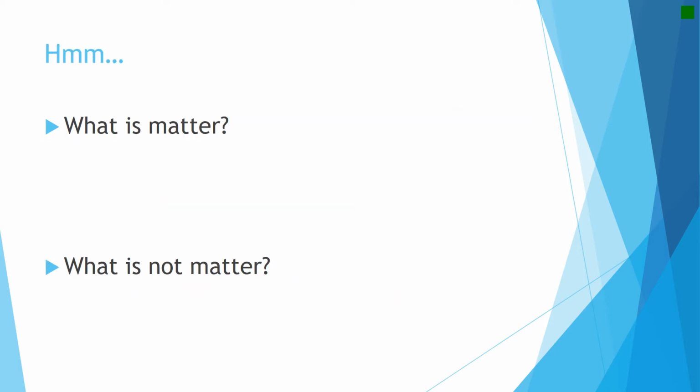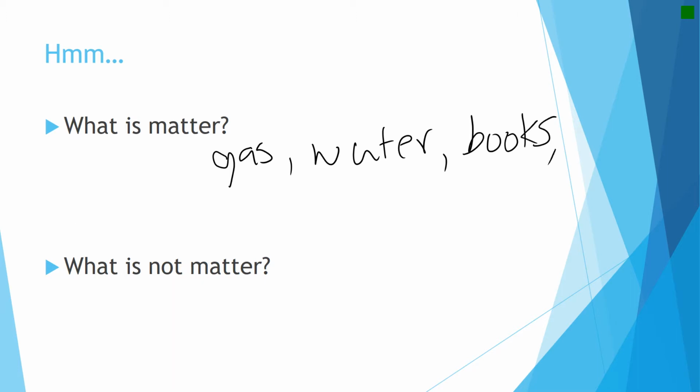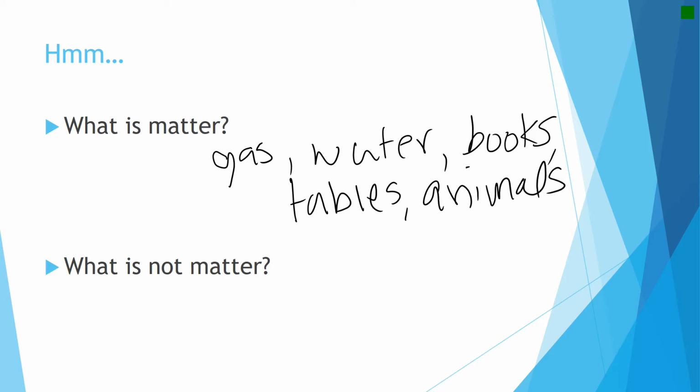So what is an example of matter? Basically anything that you can tangibly see or touch or feel is going to be matter. So what is matter? We've got gas, the gas that we breathe, the gas we put in our cars, we've got water, we have books, let's say tables, we have animals. These all have some sort of matter because they take up space and they have some sort of stuff involved in it.